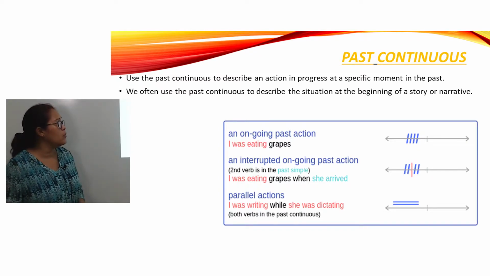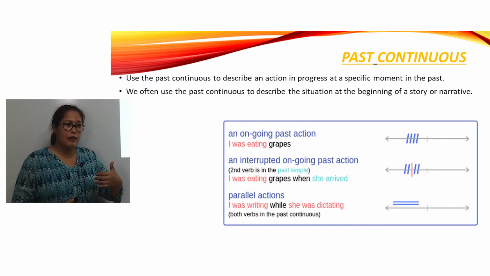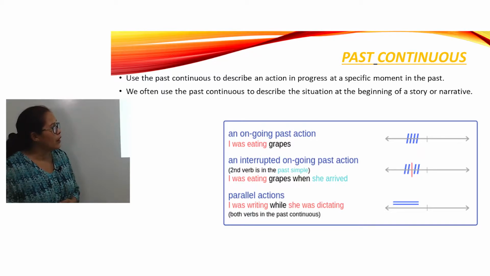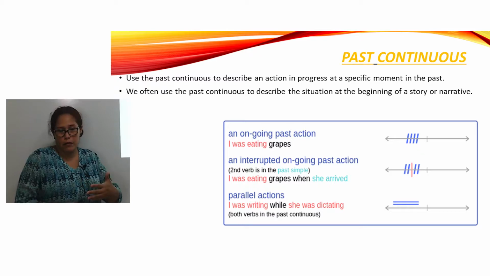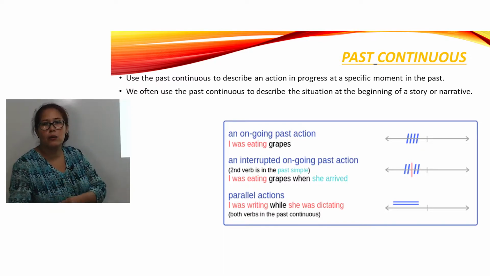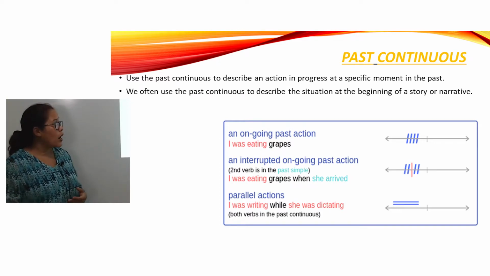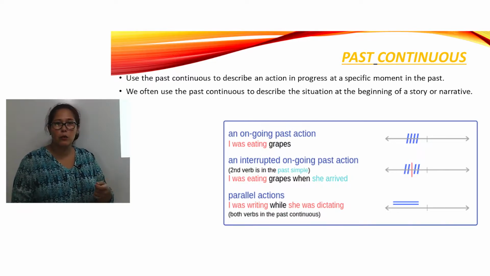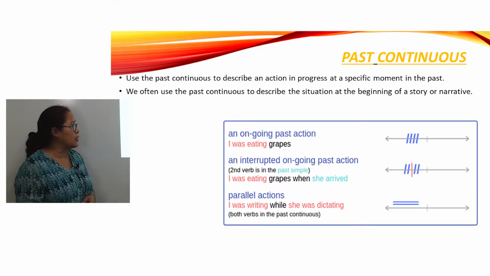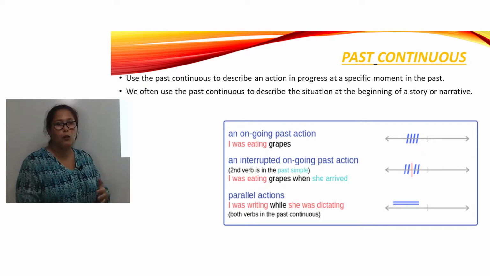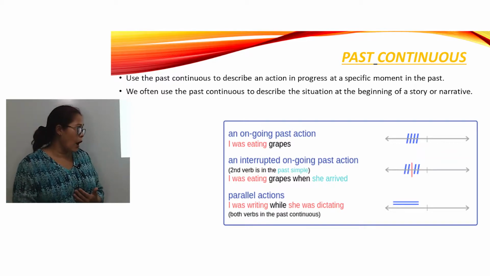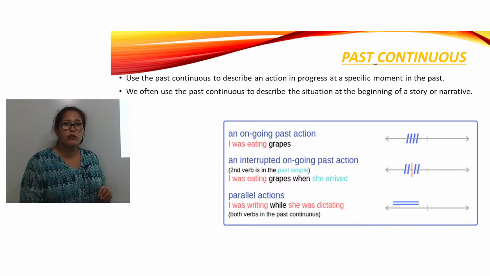The other way to use past continuous is parallel actions, which means que dos acciones están sucediendo a la misma vez. En ese caso, vamos a utilizar while. Aquí estamos usando when y aquí while. Cuando dos acciones paralelas están sucediendo a la misma vez, utilizamos while. So, mientras yo estaba comiendo uvas, un ejemplo, ella estaba comiendo mangos. We have a different example here. I was writing while she was dictating. Yo estaba escribiendo mientras ella estaba dictando. Entonces, ambas acciones sucedían a la misma vez. Son dos acciones paralelas. Y utilizamos while. Entonces, sería una traducción como mientras o durante. Una persona hace una cosa, la otra persona hace otra. So, when we use while, ambos verbos deben estar en el pasado continuo.